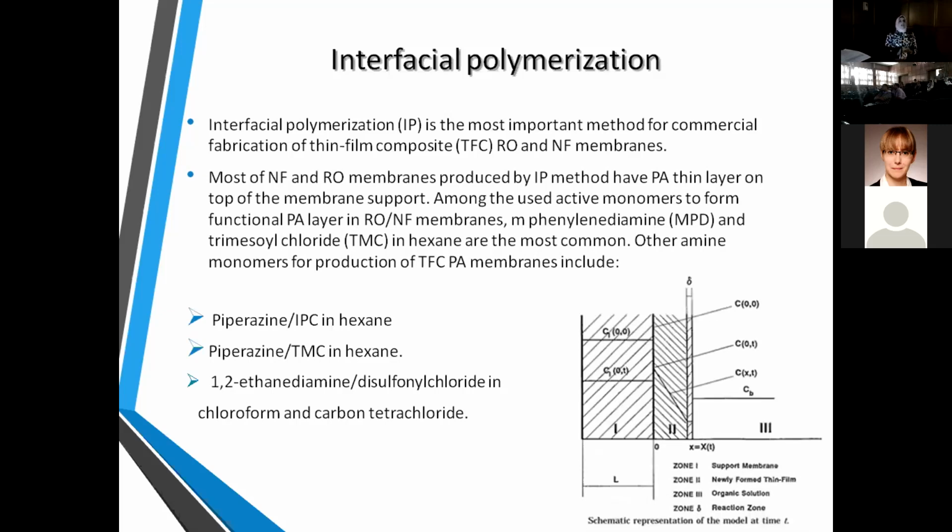This picture illustrates how the interfacial polymerization takes place. We have 2 monomers: monomer A in the reaction zone, or in the support membrane, and monomer B in the organic zone. Monomer A will diffuse to the surface of the membrane and react in the reaction zone sigma with monomer B in the organic solution. So the polyamide layer will form at the interface of the membrane.